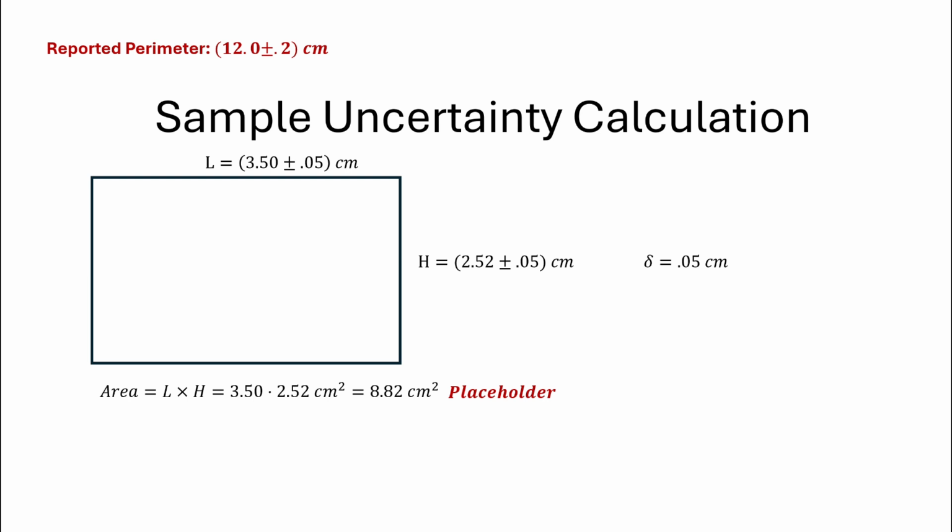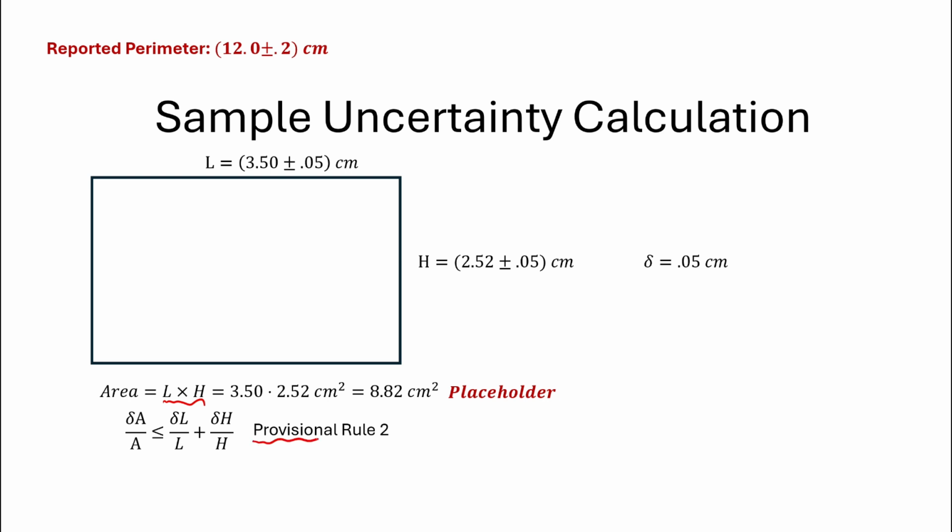That's the perimeter. What if instead we wanted to find the area? Okay, well, I'm going to do the exact same thing. The area is length times height. I multiply these numbers. I get this number. Again, it's a placeholder. I don't care about sig figs. I will figure out exactly how many digits to include later. How do we find uncertainty in area? Well, in this case, the area is a product. It's one thing times another.